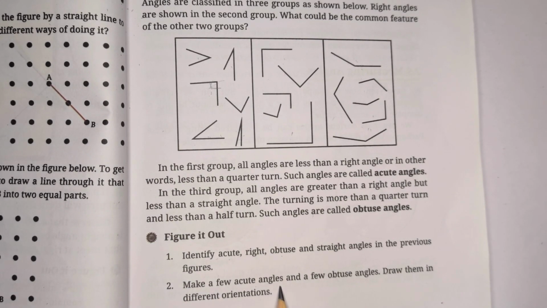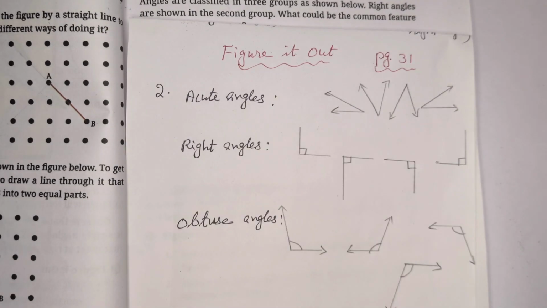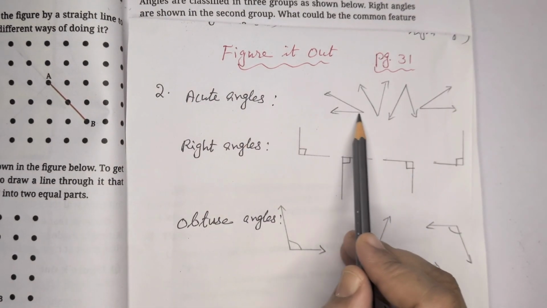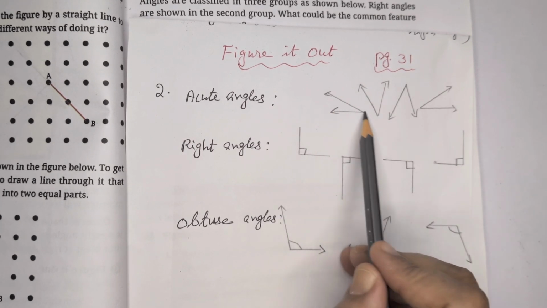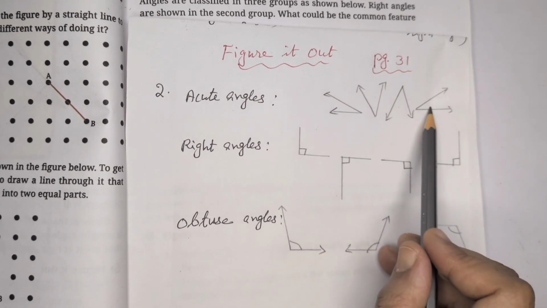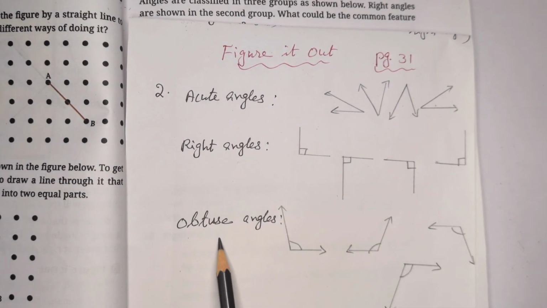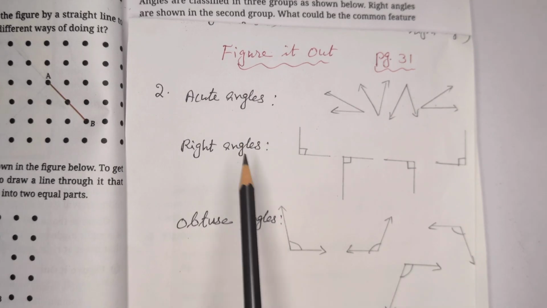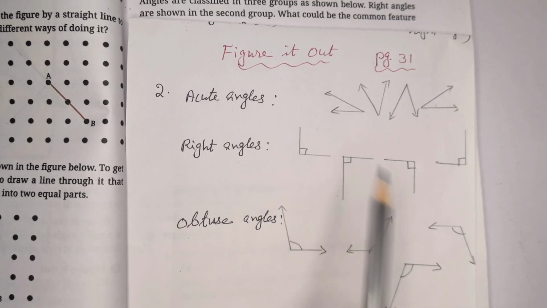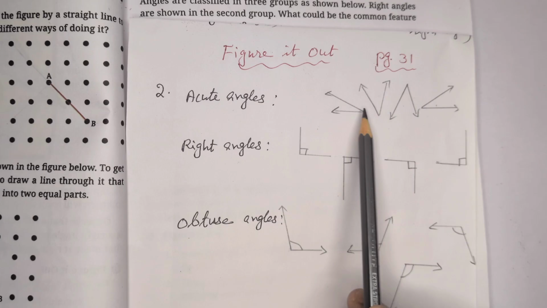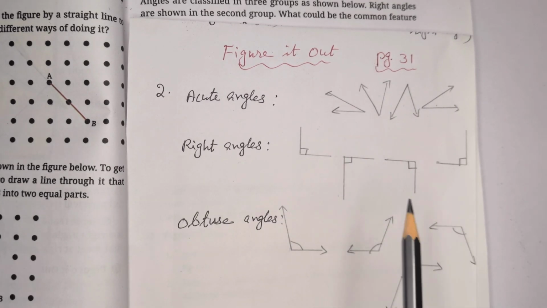Second question: make a few acute angles and a few obtuse angles. Draw them in different orientations. Acute angles are small angles, in all four directions: towards this side, up, downward and the right side. In the same way, right angles in all four directions. Obtuse angles are more than 90 degrees, or wide. So we can draw all these angles in any direction. Acute means a smaller angle, less than 90 degrees, less than a right angle, and obtuse means greater than a right angle.